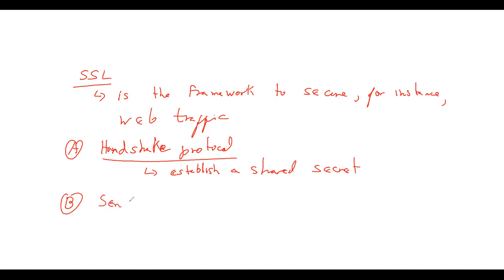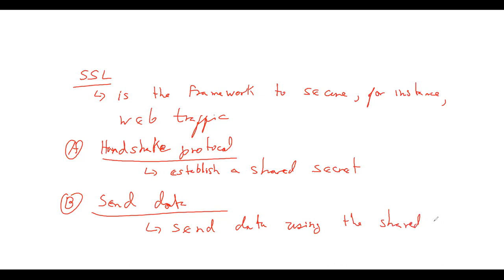Send data, and you want to send the data securely, using the shared secret. So that's the main idea. First, we need to establish a shared secret. Maybe right now that's not so obvious, but it will become obvious later. Then once you've done that, send the data using the shared secret and achieve your objectives of confidentiality, integrity, and so on.